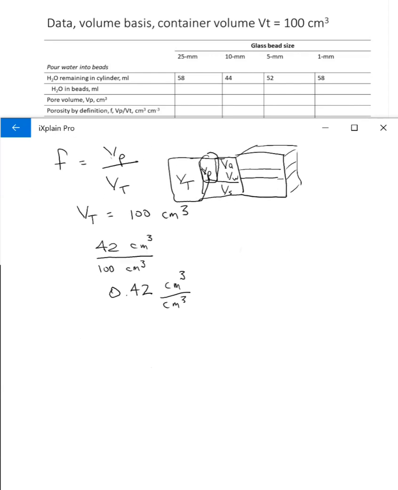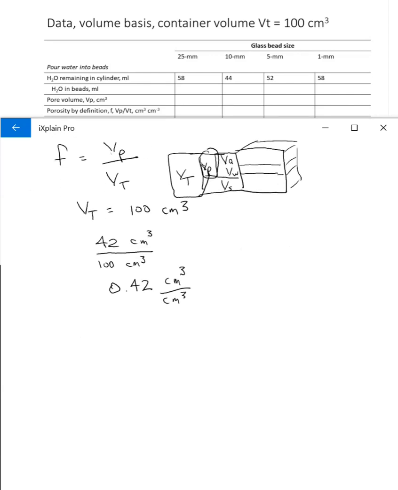We replicate the process across. And when we do, go ahead and put our bead sizes up here again. Then our porosity in cubic centimeters per cubic centimeter was 0.42.